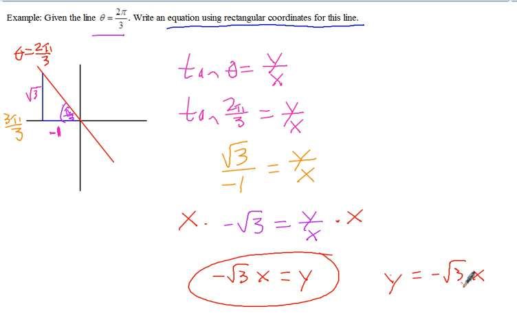Notice the slope is negative root 3 here. You can see that visually because it goes down root 3 and over 1. You can see this doesn't need to have a negative slope here. And that concludes the notes for AP Calculus on this part of the polar equations.